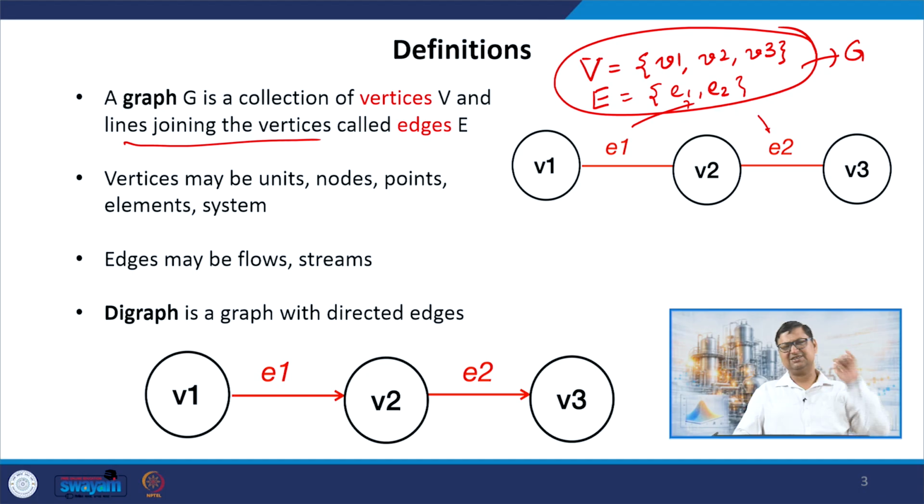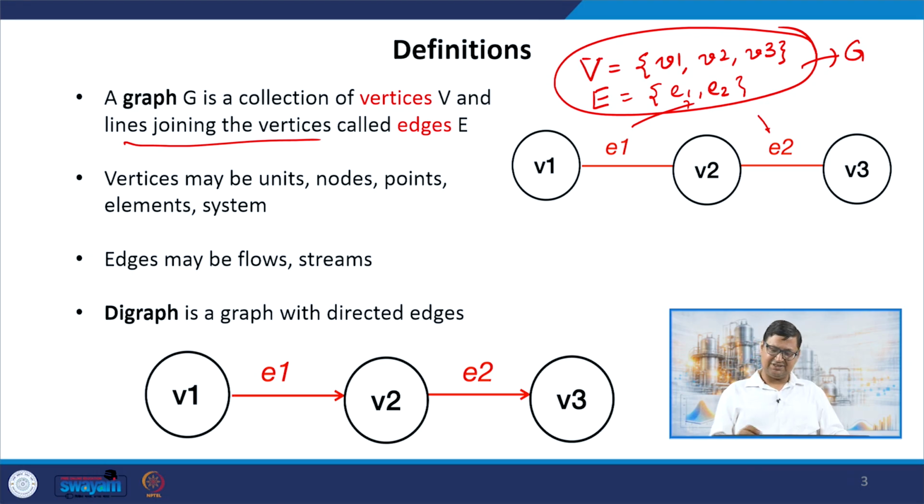Now the vertices, as I said, can be units, nodes, points, elements, or a system. The idea that we are discussing right now is not specific to chemical engineering. This is how graph theory has developed. But since the context in which graph theory is applied can be different, the vertices may mean different things in different contexts. The edges accordingly can also mean flows, streams, or sometimes a simple relationship between the things, right?